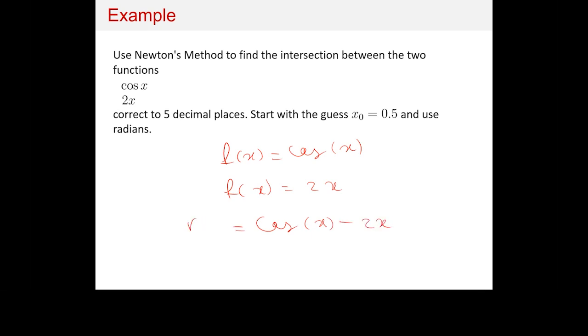This is R(x). The derivative of that is going to be, the derivative of cos x is minus sine x, and this is minus 2. So this is the residual function, and this is the derivative of the residual function. And be careful in this case, since you have x and cos x, you need to substitute x in radians. You cannot use degrees for x, all right? So be careful here.